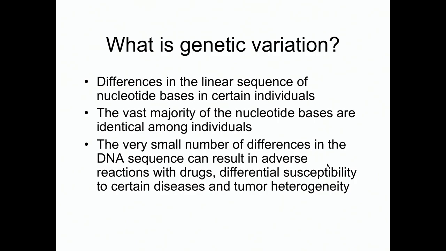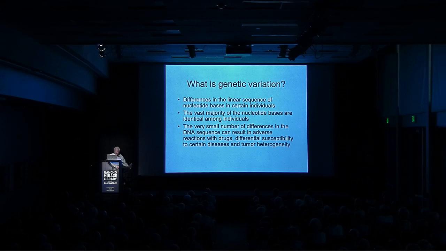Anyhow, so what's genetic variation? It's a difference in the linear sequence of those letters, A, C, G, T, in your book of DNA, in certain individuals. The vast majority of nucleotide bases are identical, as I already said. There are a very small number of differences, and they can lead to certain diseases or even tumor heterogeneity.